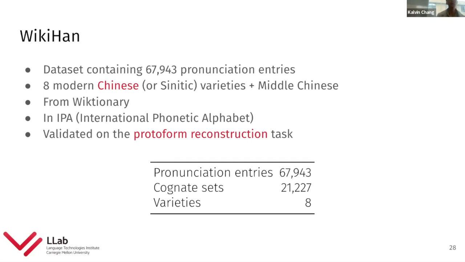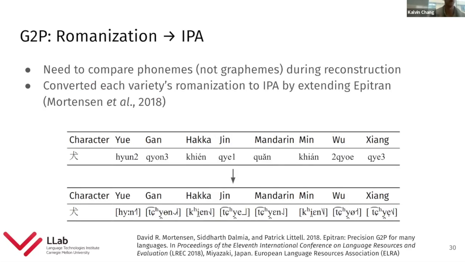Okay. So we contribute a dataset, WikiHan, which consists of 67,000 pronunciation entries across 8 modern Chinese varieties, as well as Middle Chinese. We scrape the data from Wiktionary and convert it into IPA. Finally, we validate our data set on the protoform reconstruction task. The first step of our data set construction involved converting romanization into IPA, and this is important because during protoform reconstruction, we don't want to compare graphemes or romanizations. Rather, we want to compare phonemes.